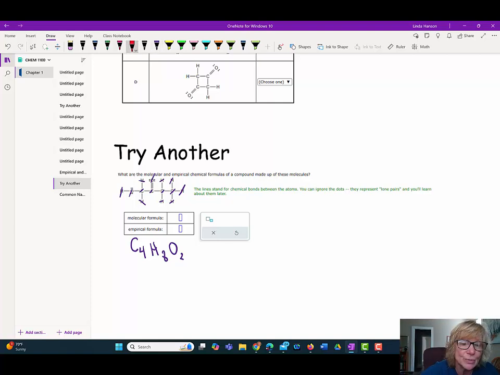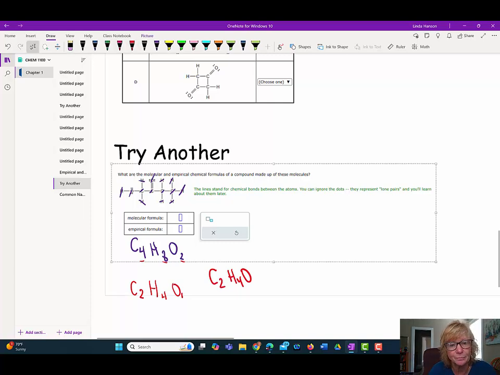Can that be reduced to a simpler ratio? And the answer is yes. I can divide through all those subscripts by 2, and when I do that, 4 becomes a 2, 8 becomes a 4, and the 2 turns into the 1. So you would type in C2H4O for the empirical formula, that lowest ratio possible.